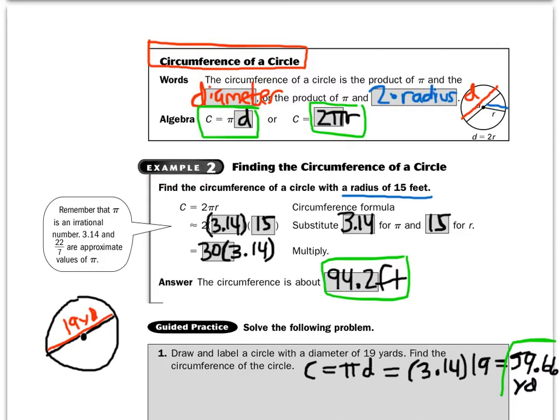So take a look at example 2. They said find the circumference of a circle with a radius of 15 feet. So circumference equals 2 times the radius times pi. So then I would say it's 2 times 15, because that's the radius, and then times pi, 3.14.